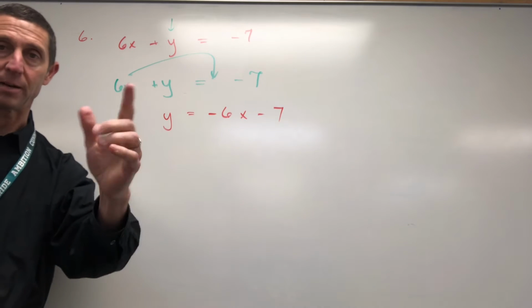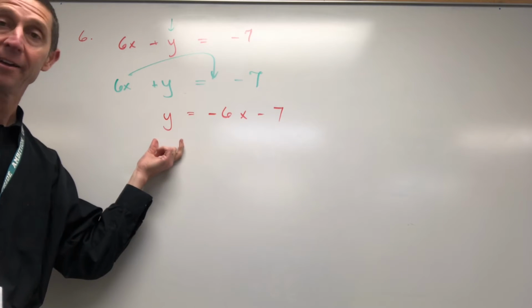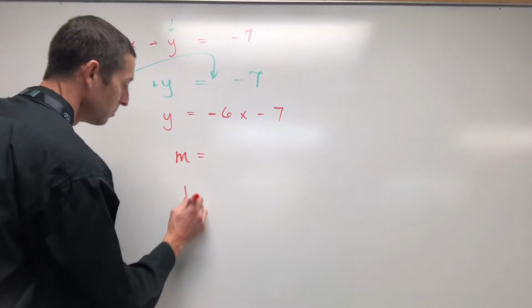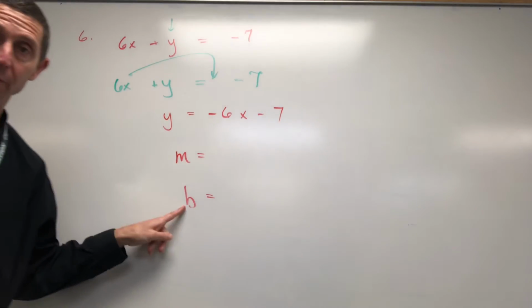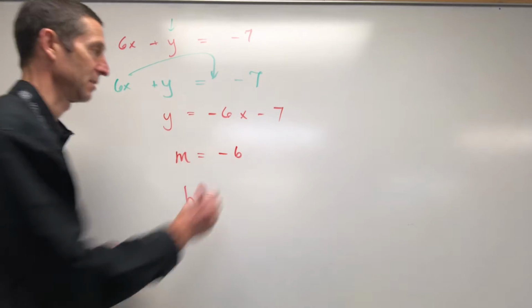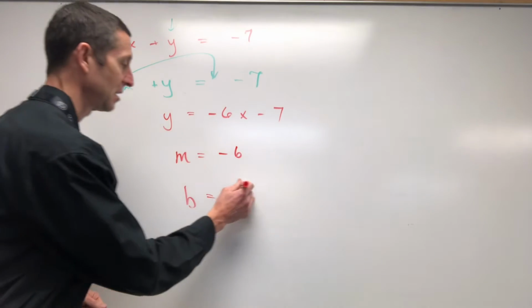And again, your job, your goal, your task: y all by itself, mx + b. So finding your slope, M stands for slope. Find your b, your y-intercept. Sitting right here, what kind of 6? Negative 6. What kind of 7? This time, negative 7.